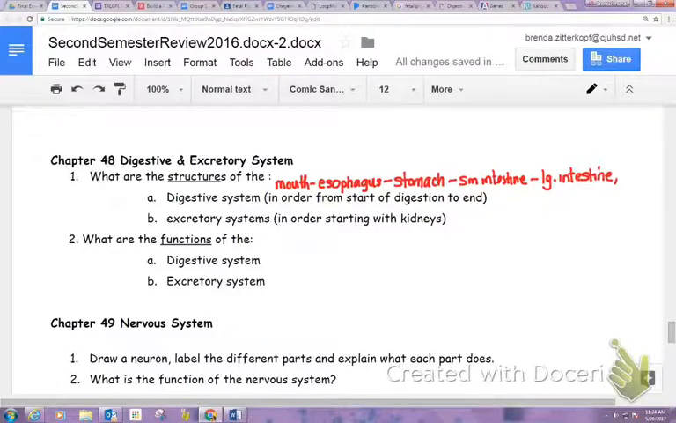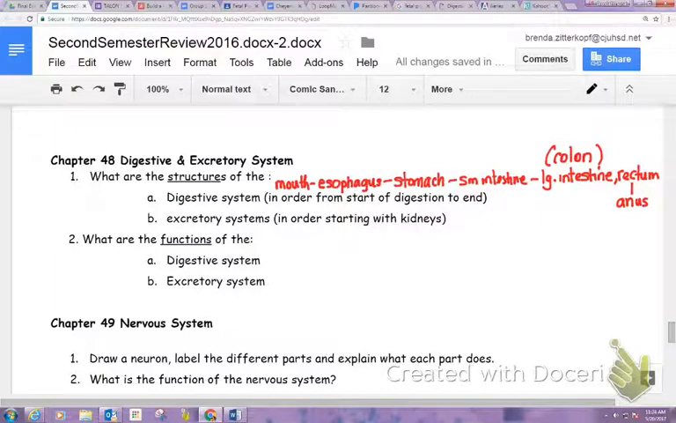And then rectum, anus. Okay, the large intestine is also referred to as the colon. And we can get into other parts, like the first part of the large intestine is called the cecum. And then you have the ascending, transverse, descending, and sigmoid colons. That's more information than you need.